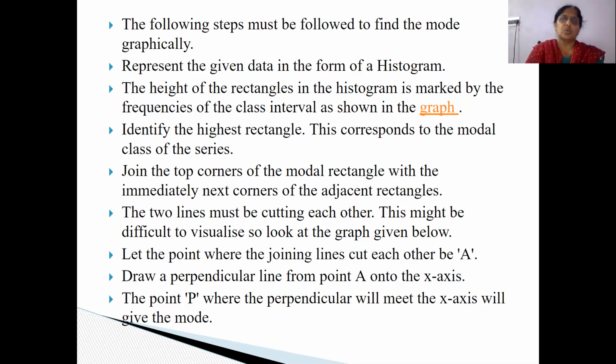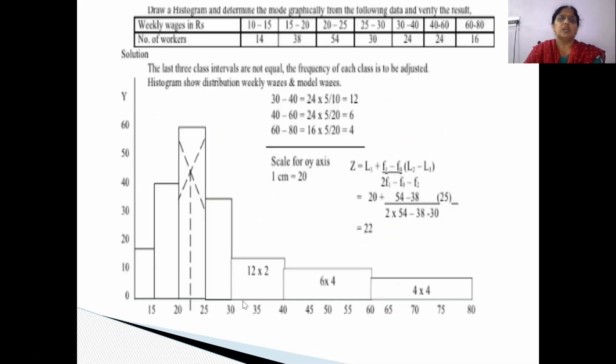So that can be easily shown in the graph. Let us see how we can work out the histogram and locate it. Here we all know that the class intervals can be equal or unequal. If equal class intervals are given, how to draw the histogram is shown, and if unequal class intervals are given, how to show the histogram can be shown separately. I have already shown this in the earlier chapter. So here, draw a histogram and determine the mode graphically from the following data and verify the result. Through the given data, we have to verify the result also.